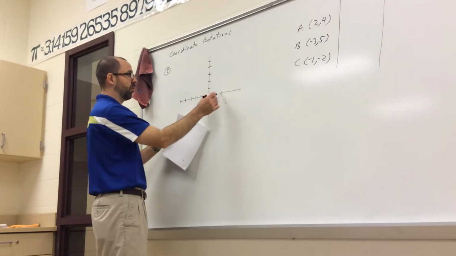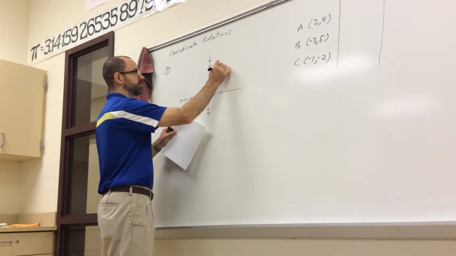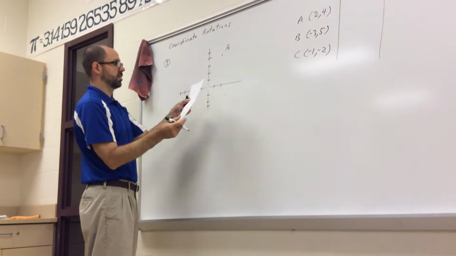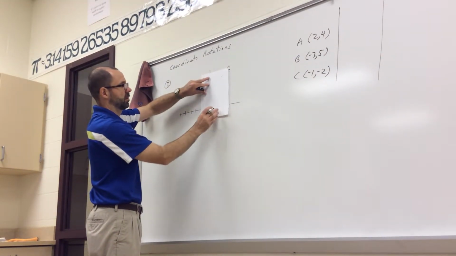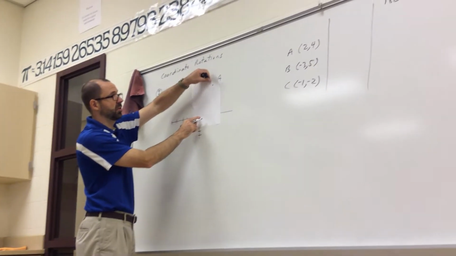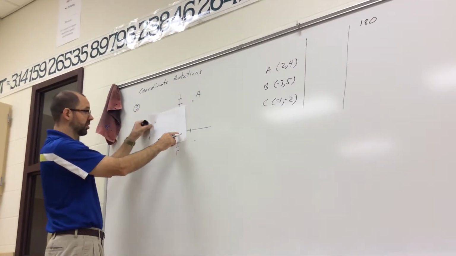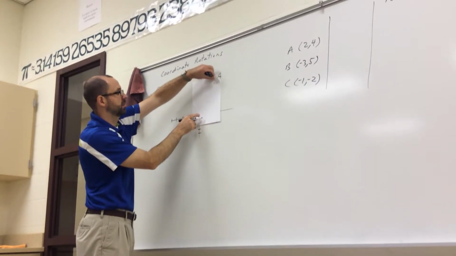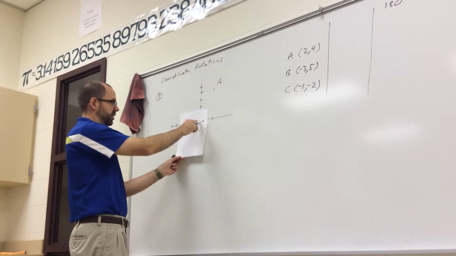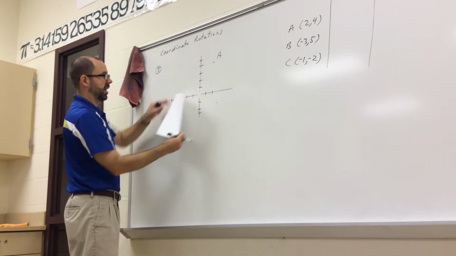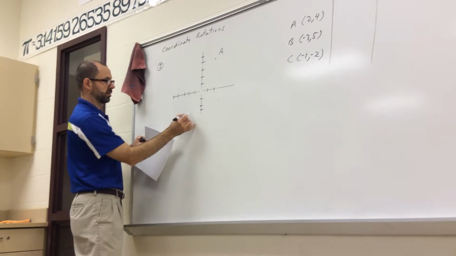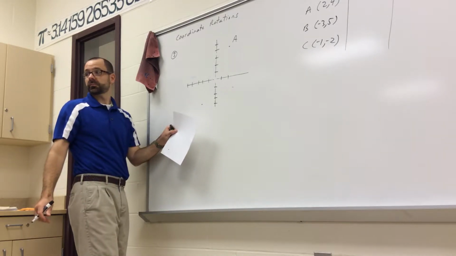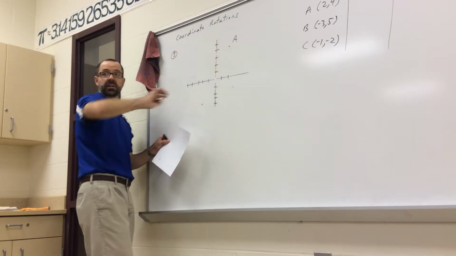Okay, so let's go back to 2, 4. So that's the point A. And now I'm going to go halfway. So a 1/4 turn and then another 1/4 turn, half the way around, so it ends up down here. So this rotated all the way to there.